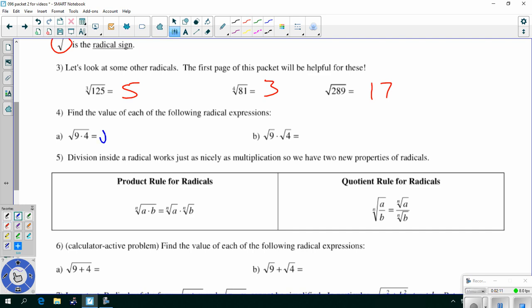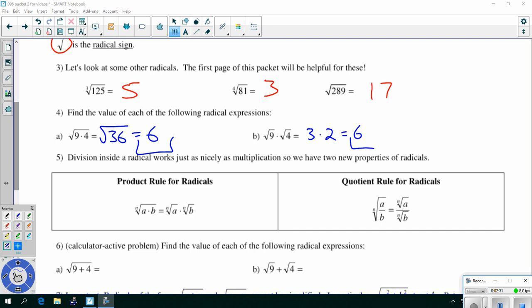Number 4, find the value of each of the following radical expressions. Square root of 9 times 4, for sure, is square root of 36, which is definitely 6. Let's do this similar but different calculation in part B. Square root of 9 times square root of 4, that is 3 times 2, which is also 6. And it is no coincidence that these two answers were the same.